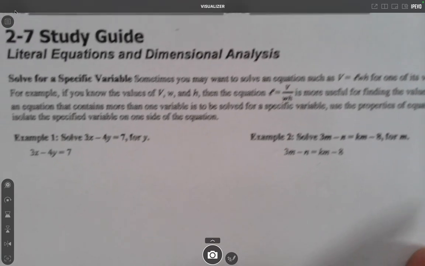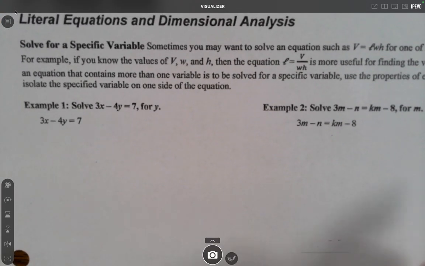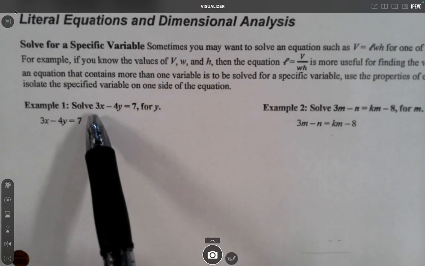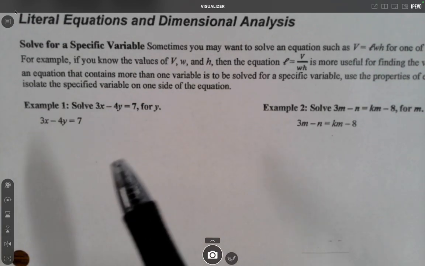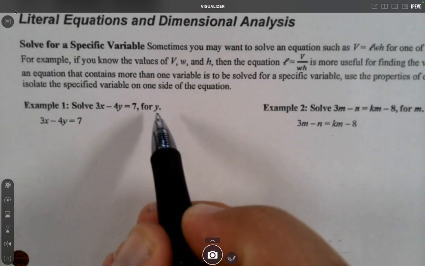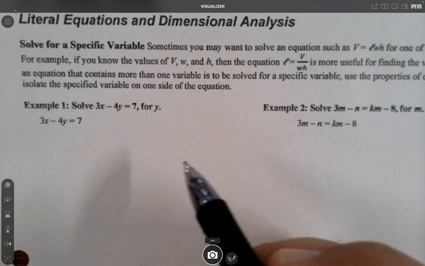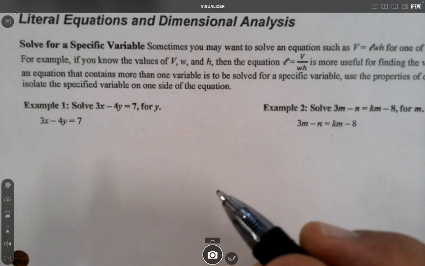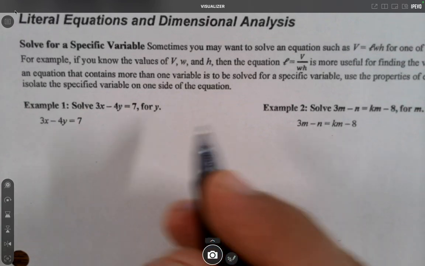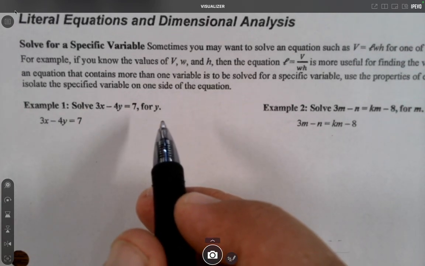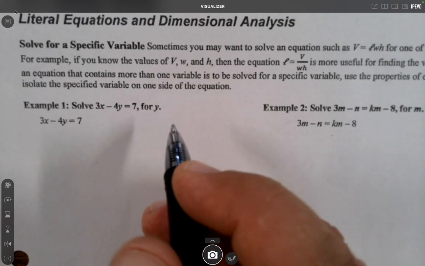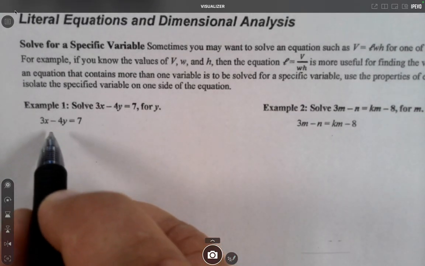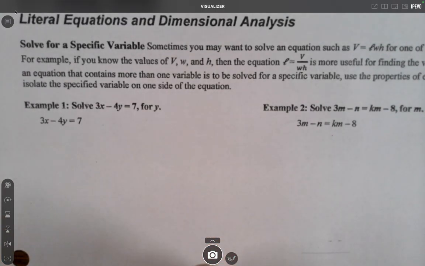So let's begin. Number one, solve 3x minus 4y equals 7 for y. So what that means is we need to get the y by itself. I know you guys love it when our final answer is just a number, but our final answer is going to be an equation. It's just the equation is going to be rearranged. So our goal is to get the y by itself.